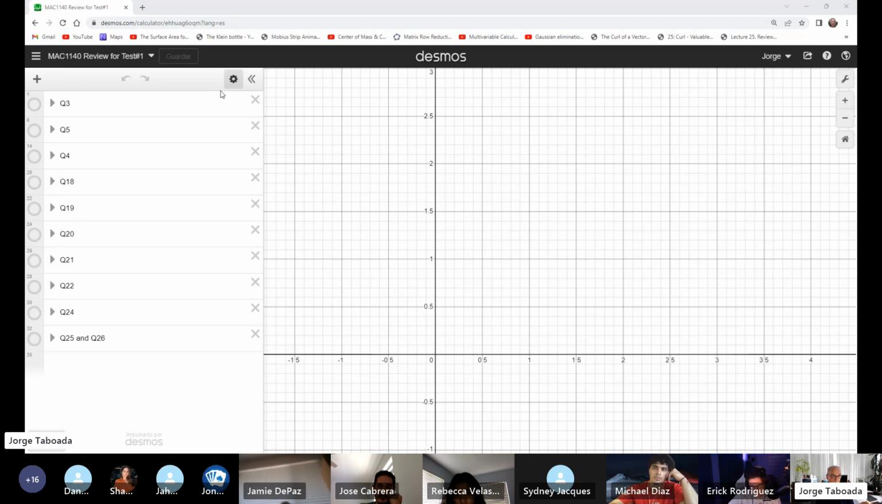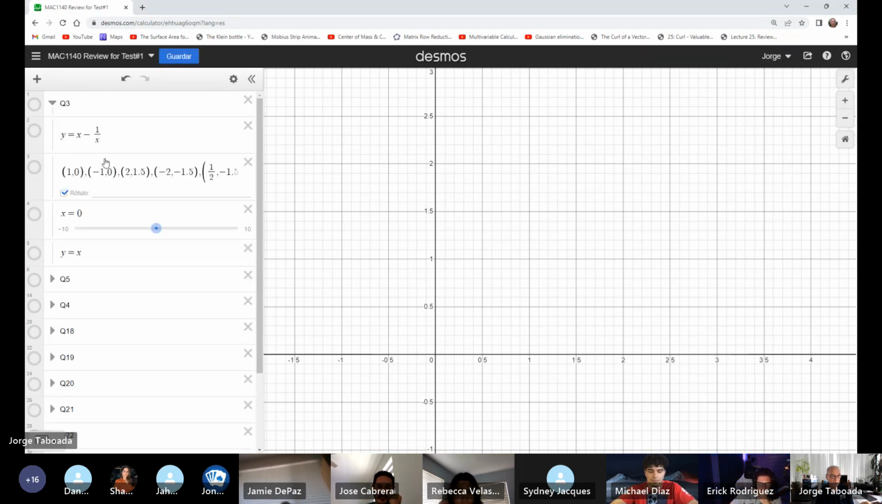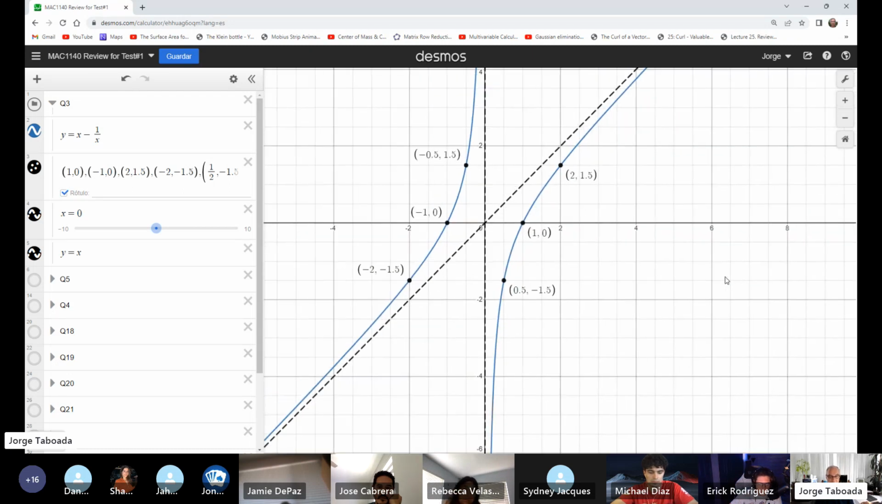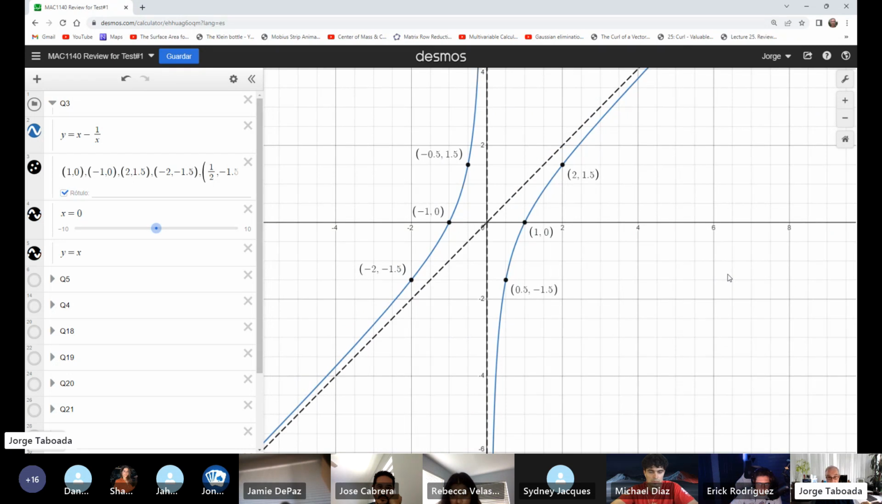I can see. Okay, it's question 3. Look, I copied here different points, and this is the graph. Wow, look at that. The blue graph has two asymptotes: one slant asymptote, y equals x, and one vertical asymptote, x equals 0, exactly on the y-axis. The typical points (1,0) and (negative 1,0) are the x-intercepts. We have no y-intercept. I select some points.